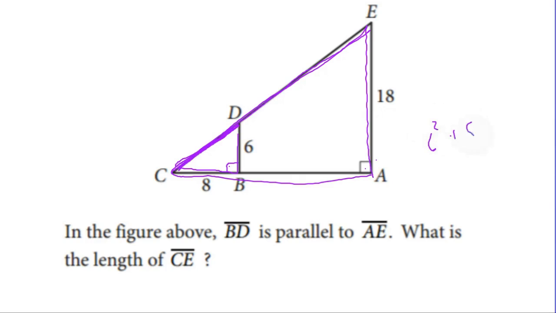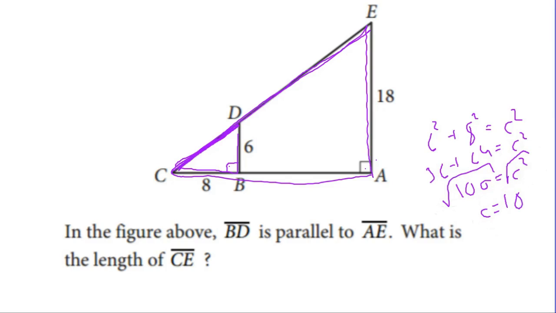So 6 squared plus 8 squared equals whatever c squared is. As I solve this, I get 36 plus 64 equals c squared. That would be 100 equals c squared. So I'm going to say that c equals 10. Okay, so now that I have the corresponding side to CE, let's actually set up a proportion.